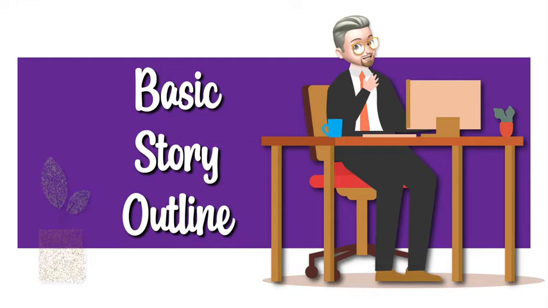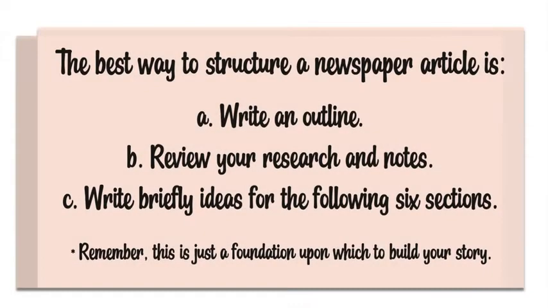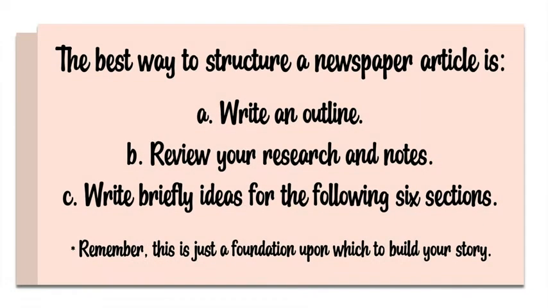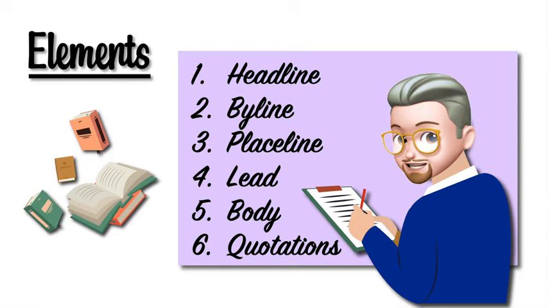Basic story outline. The best way to structure a newspaper article is: A. Write an outline. B. Review your research and notes. C. Write briefly ideas for the following 6 sections. Remember, this is just a foundation upon which to build your story. Now let's look at the elements of a newspaper article. Number 1, the headline. Number 2, the byline. Number 3, the placeline. Number 4, the lead. Number 5, the body. And number 6, quotations.